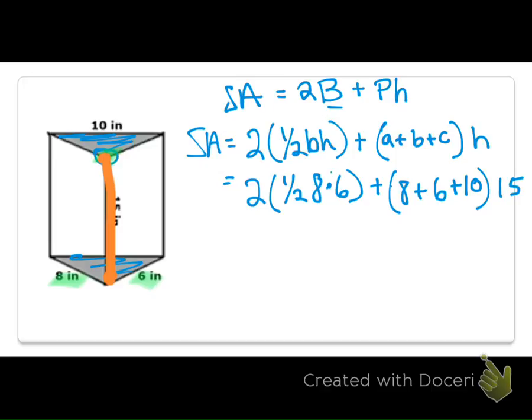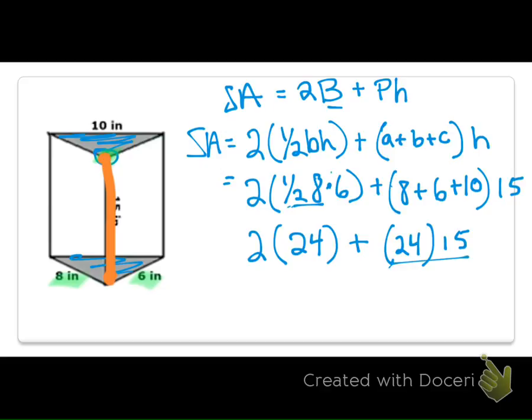So now when I look in here, 1/2 of 8 is 4, and 4 times 6 is 24, plus 8 plus 6 plus 10 is going to give me a total of 24 times 15. So now I just have a couple more simple steps to finish off. I know that 24 times 15, if I type that in real quick, is 360, and I need 2 times 24, which is going to give me 48. So when I add these together, I have a total surface area of 408 inches squared.